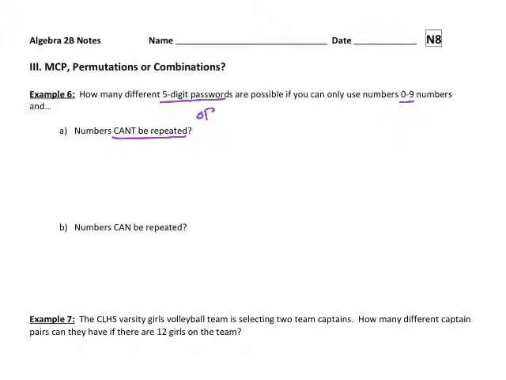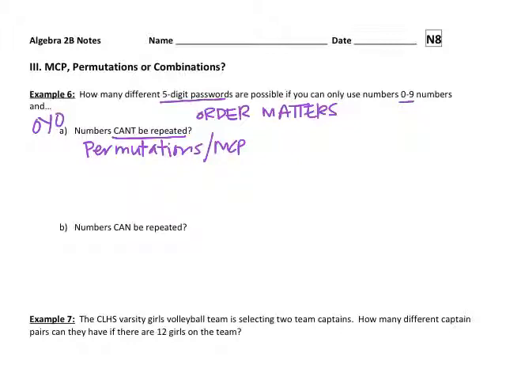And order is important because when we're putting in a password, remember if you don't put in the password the correct way, then obviously you don't get in to whatever you're trying to get into. So order does matter when you're entering a password. So here you could use permutations, or you could use the multiplication counting principle because no numbers can be repeated. So you're going to choose whichever one you like and solve that on your own. Some people will find that it's easier to use the permutations.